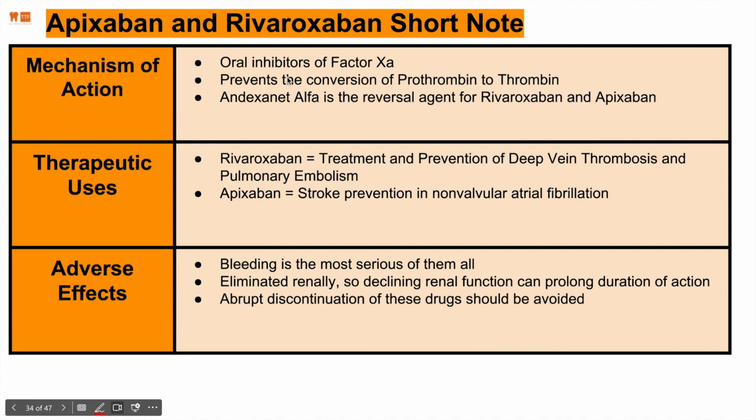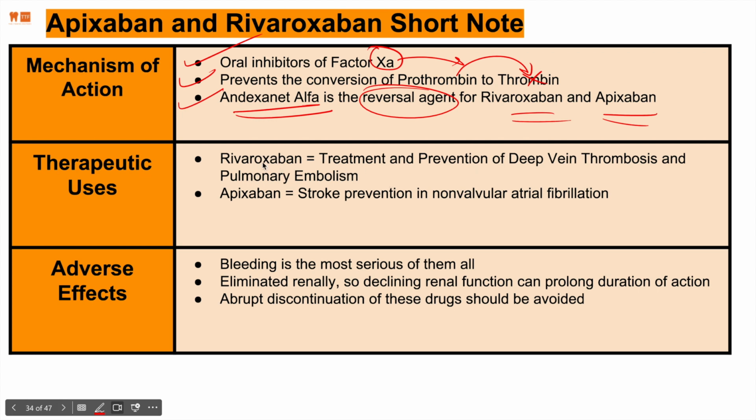Apixaban, rivaroxaban, we talked about that drug. Oral inhibitor of factor number 10. Prevents the conversion of prothrombin to thrombin. Remember, factor 10 does that. When there's no thrombin, no clot. And andexanet alfa is the reversal agent for rivaroxaban and apixaban. These are fairly common questions in the exam, so keep an eye out for them.